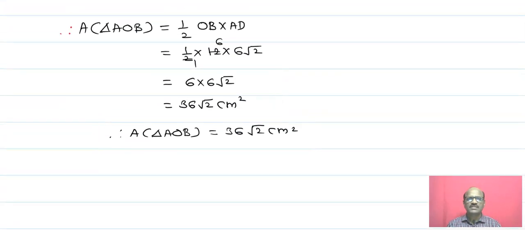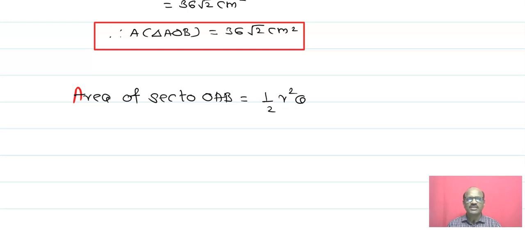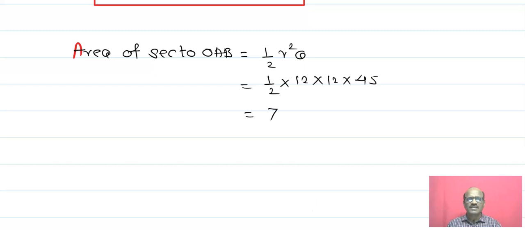Now seeing this, therefore area of sector OAB is equal to 1 upon 2 r square into θ. That is 1 upon 2, the value of r is 12 into 12 and θ is 45°, that is 72 into π upon 4. That is 18π centimeter square.